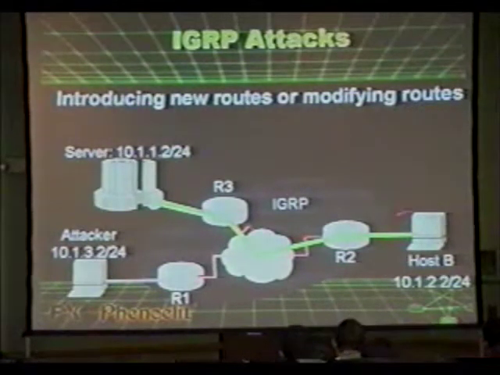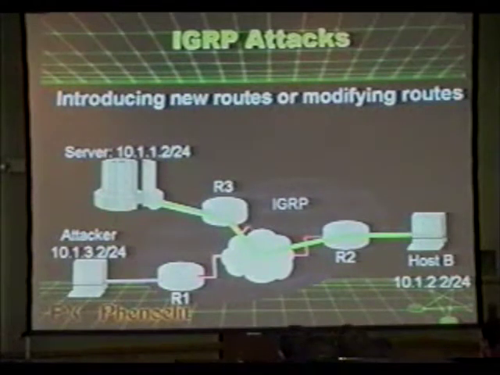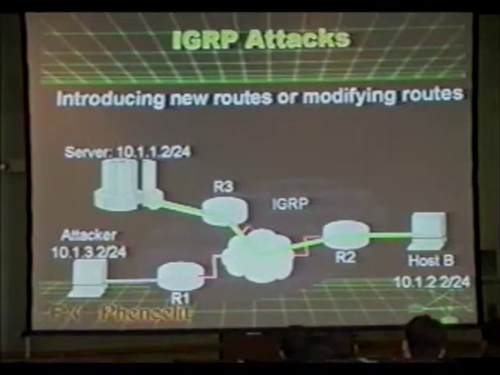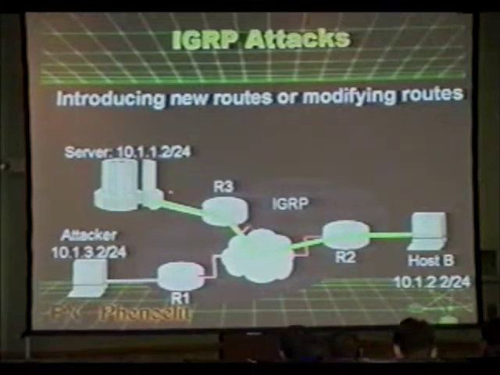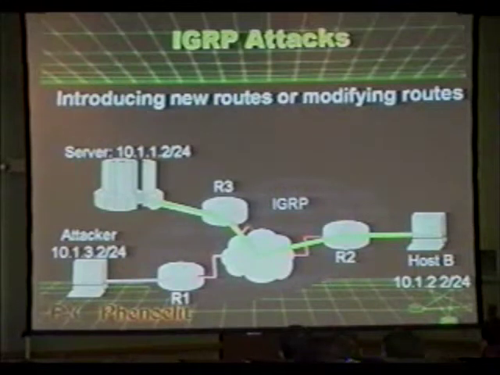We have this guy here, host B, and we have this nice server over here. And we have the three routers here talking IGRP. Our attacker got a connection to another router, and he's just way off. Okay, so what does he do?